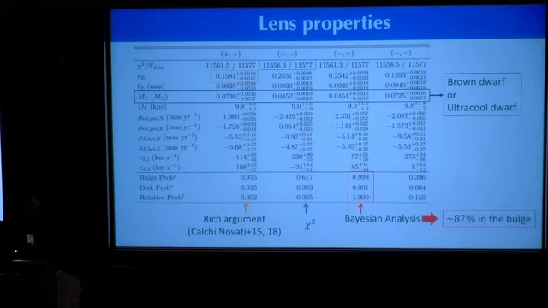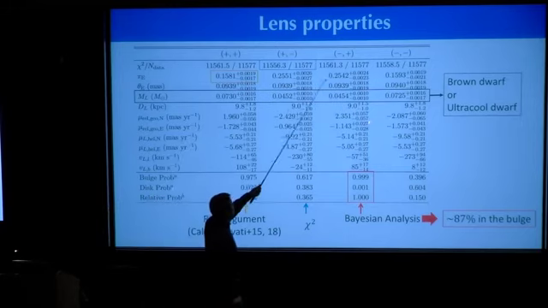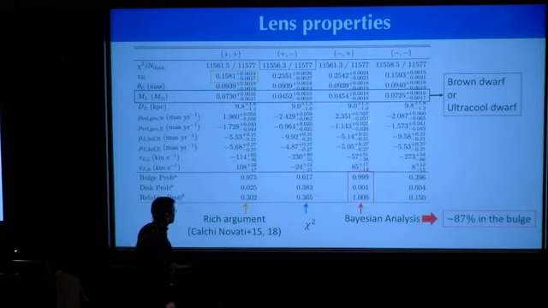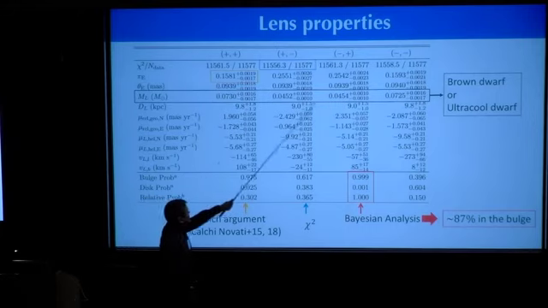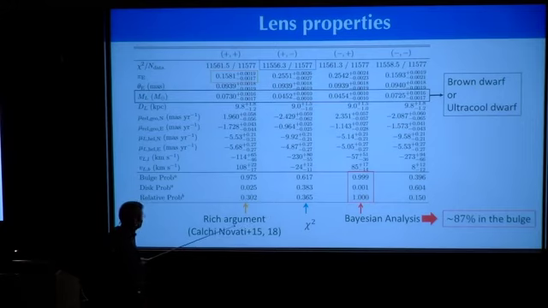Okay, so let's look at the models more carefully. In fact, we have the usual fourfold degeneracy. In terms of chi-square, the 4 models differ by only 5. So this model is actually formally the best, but the chi-square difference is too small. The parallaxes are somewhat different. If you use the Rich argument, this solution and this solution with smaller parallax are slightly preferred by a factor of 2.6, but this is not convincing.